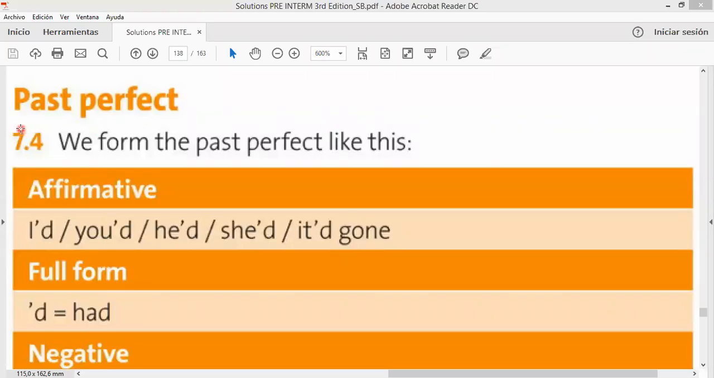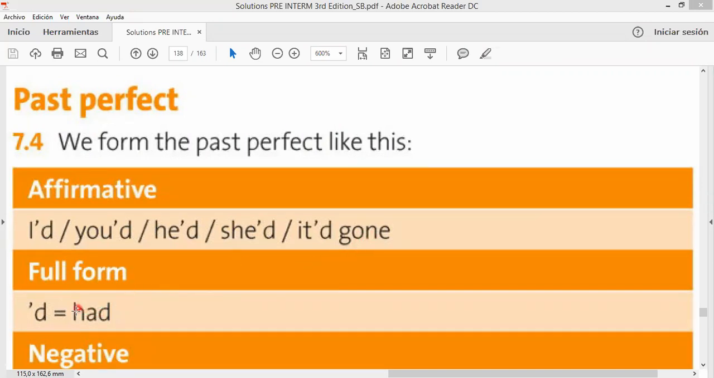Dear students, in this part of the lesson, we're going to see the structure of the past perfect. We form the past perfect like this. For the affirmative, we will use the subject, the auxiliary verb had, and the past participle of the verb. So we have these examples. I'd, you'd, he'd, she'd, it'd, gone.